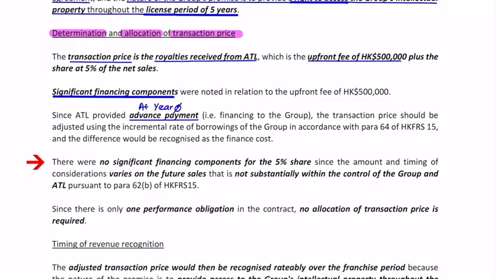As for the sales-based royalty of 5% share of the net profits, we do not need to account for a significant financing component, because this 5% sales-based royalty fee varies in accordance with future sales, not substantially within the control of the group. Under IFRS 15, a significant financing component is not considered for such a royalty fee. Since there is only one single performance obligation under the contract, allocation is not required.